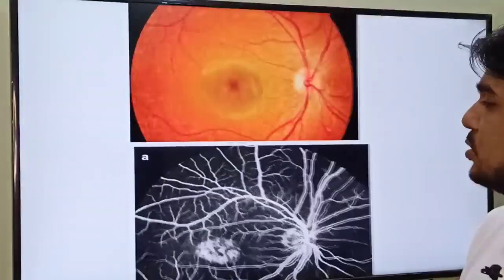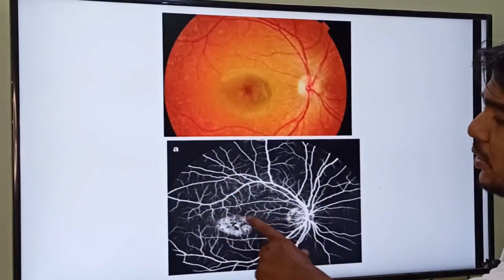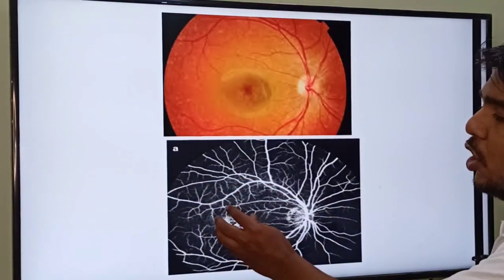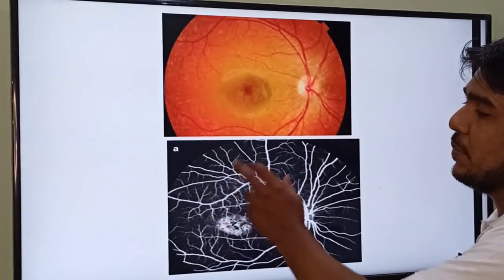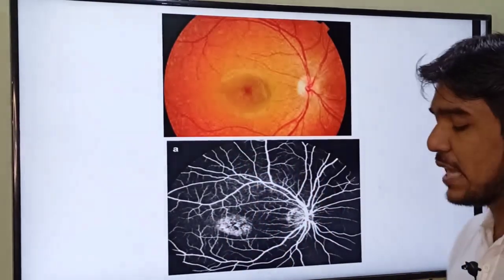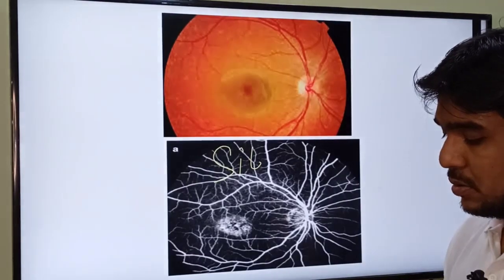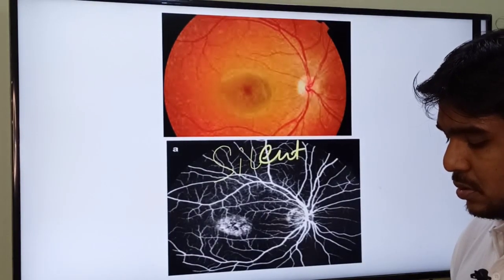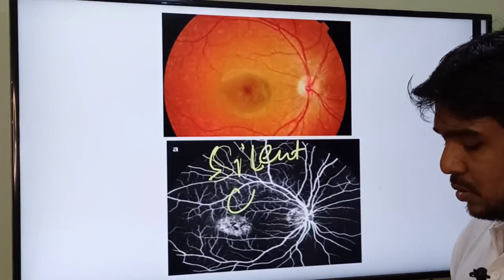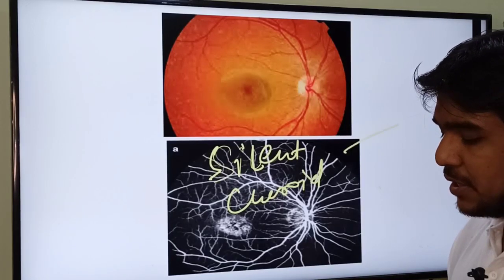Just see here. Can you see the choroidal vessels here? There are macular pigmentary changes present here, but you cannot see the choroid here. This is called a silent choroid, and it is seen in Stargardt's.